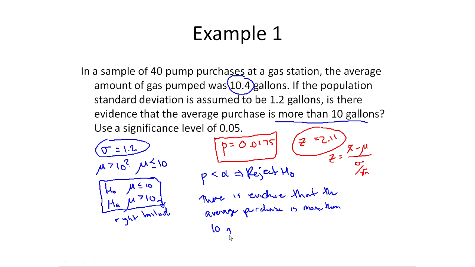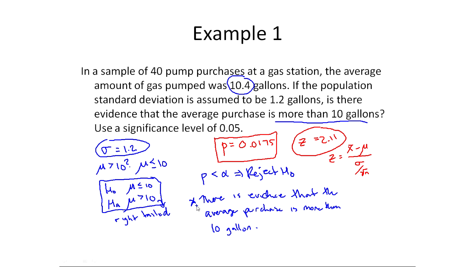And so remember, we're talking about the population of all purchases when we make this statement. We're not talking about these 40 anymore. Of course, with the 40, it was over 10. We're saying that that sample of 40 is enough evidence to say it's probably true for every other group of purchases you were to look at. Okay, so let's take a look at another example.